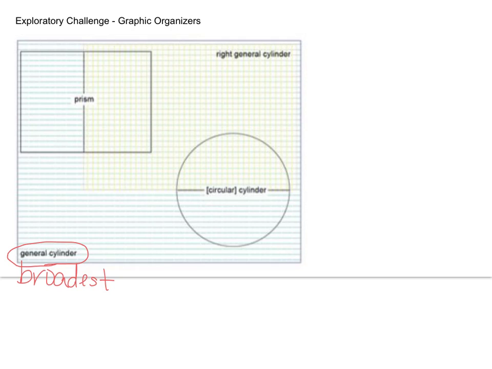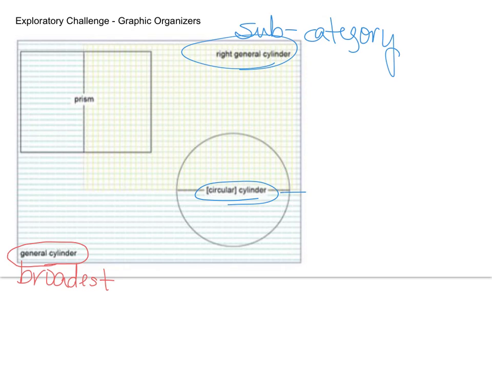What other subcategories of the general cylinders are listed on the sheet? The subcategories would be the right general cylinder, the circular cylinder, and the prism.